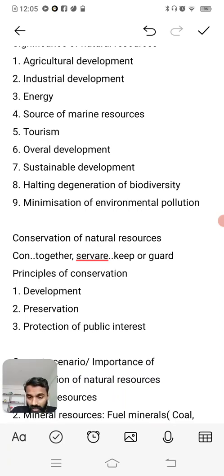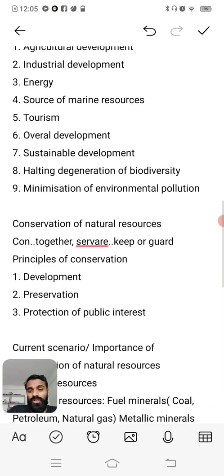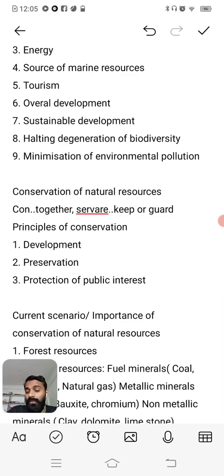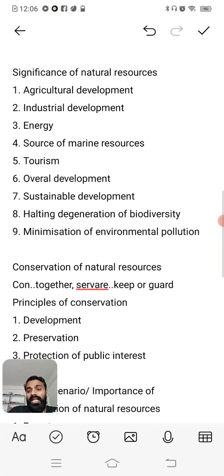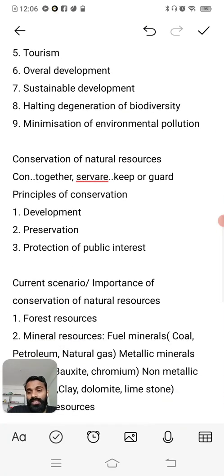Sustainable development, not only of this generation but also of future generations, is made possible because of natural resources. Halting degeneration of biodiversity, as we explained earlier. We have to stop the degeneration of biodiversity and minimize environmental pollution. So, all these 9 points are the significance or importance of natural resources.